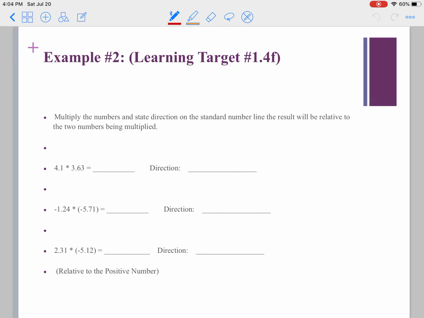And I'm welcoming you back because I know that you did work through this on your own. And so let's begin with 4.1 times 3.63. And that is equal to 14.883. Okay, now we know that we have multiplied a positive number times a positive number, and we ended up with a positive result. Remember, same signs have a positive result or positive product.